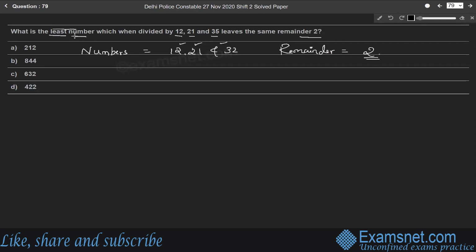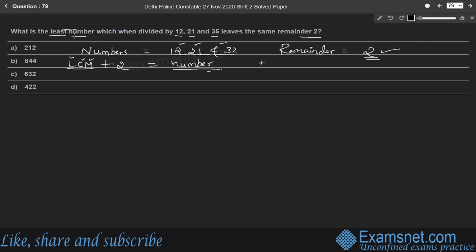For that we are using the concept of LCM here. So what is the LCM? Least common multiple of any two or more numbers. So here if we find the least common multiple of the given three numbers and add the number 2, where 2 is the remainder here, we will get a number. That number will be the least number which is divisible by the given three numbers and leaves the remainder 2 in each case.